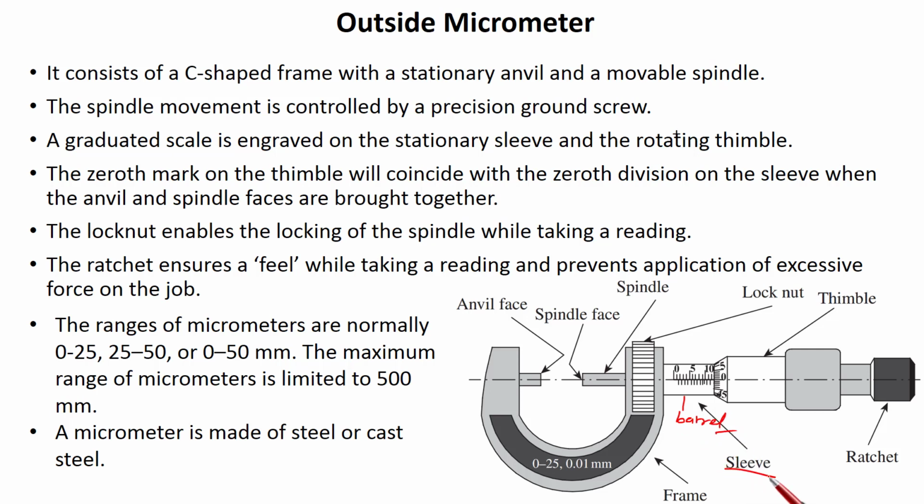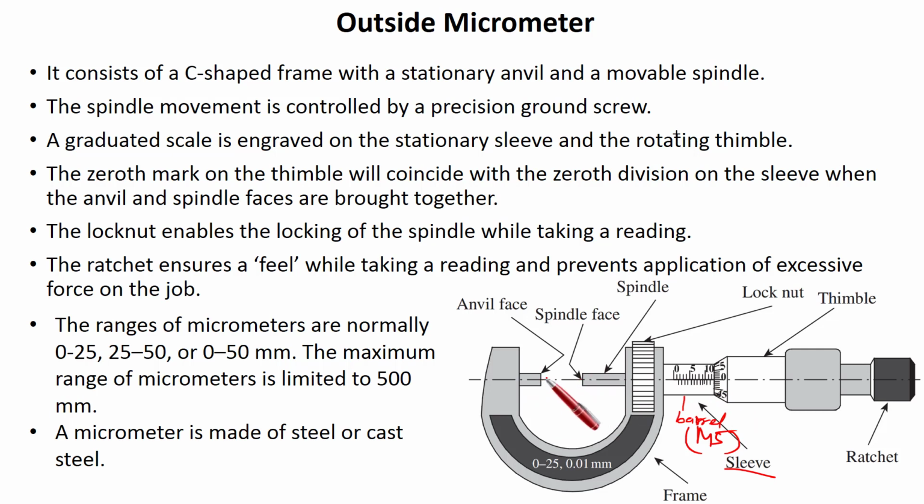It is also known as sleeve. So please remember the two terms will be used, barrel or sleeve. And on the barrel there is a thimble. Clear? So thimble will be there. Please remember, on the barrel it will be the main scale, and on the thimble there will be a circular scale. The zero mark on this circular scale will be coinciding with the zero division on the sleeve when the anvil and spindle faces are brought together.